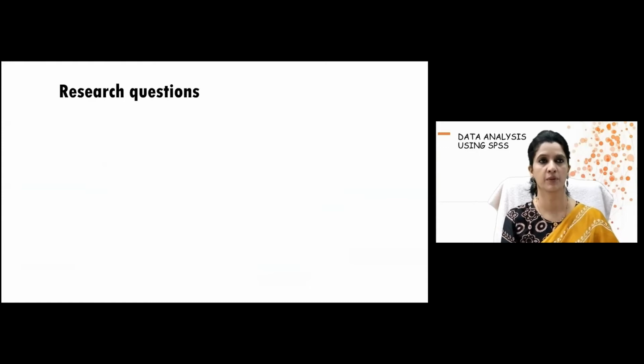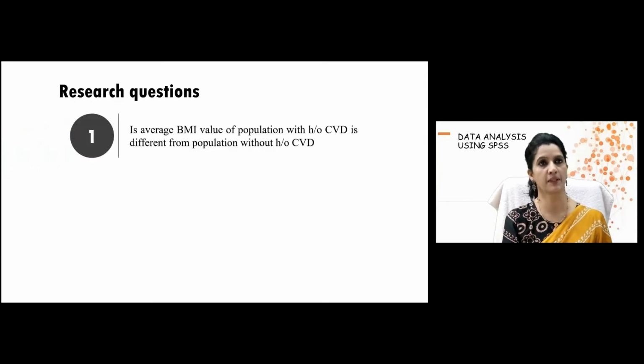So now coming to the independent sample t-test. The research question of the independent sample t-test starts something like this: is the average BMI, or the mean BMI value, of the population with a history of cardiovascular disease and without a history of cardiovascular disease significantly different or not?